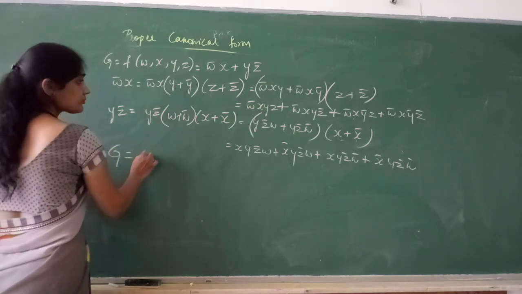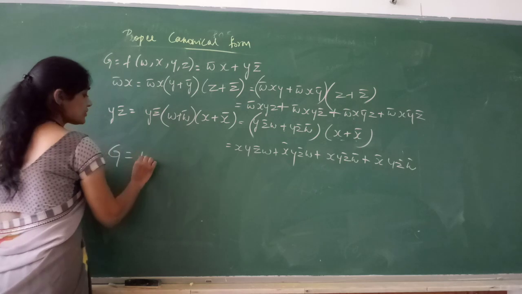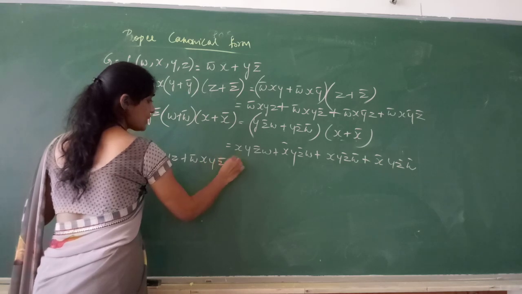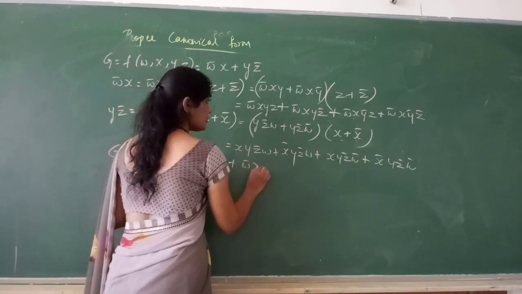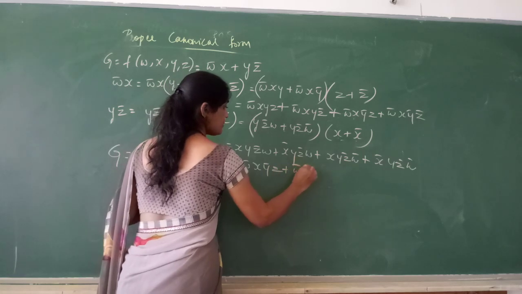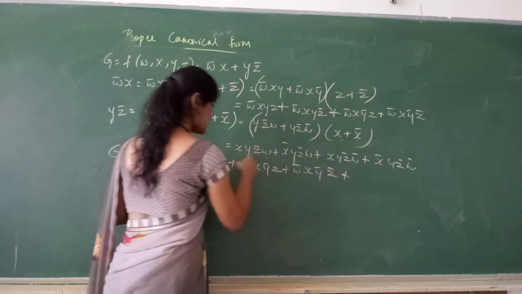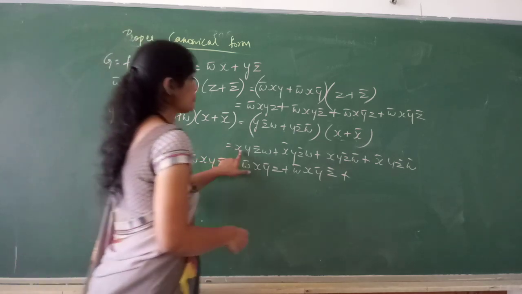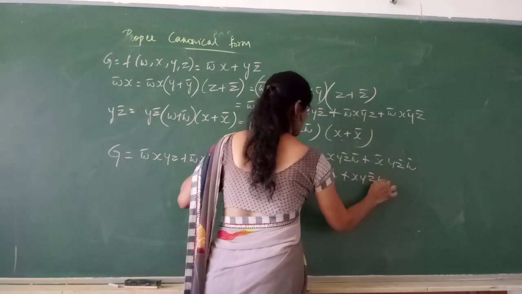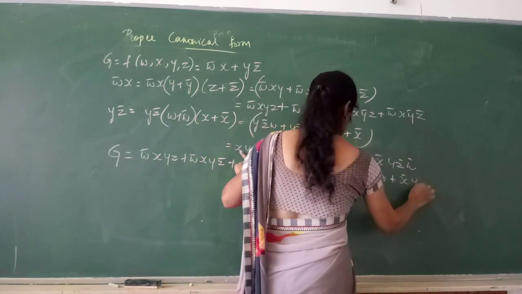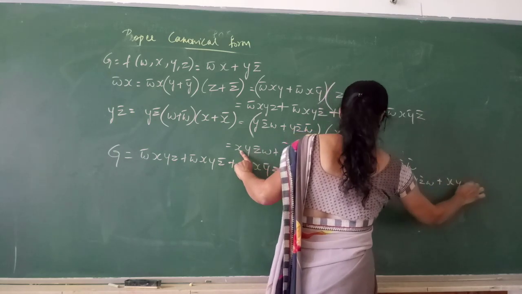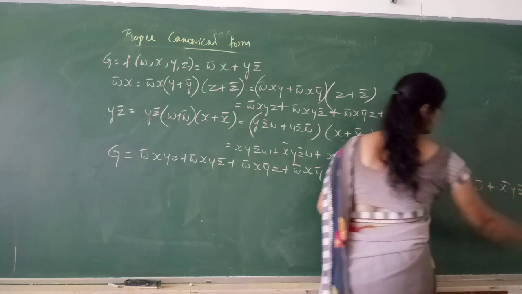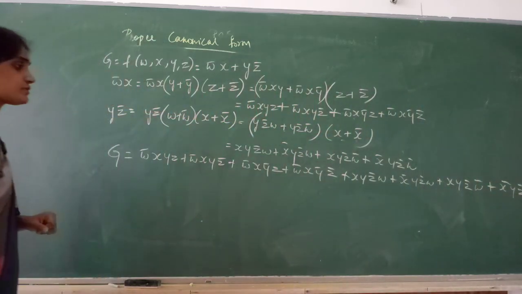G is equal to. First I will write all the terms here: w bar x y z plus w bar x y z bar plus w bar x y bar z plus w bar x y bar z bar plus x y z bar w plus x bar y z bar w plus x y z bar w bar plus x bar y z bar w bar. So I have written all the 8 terms here.